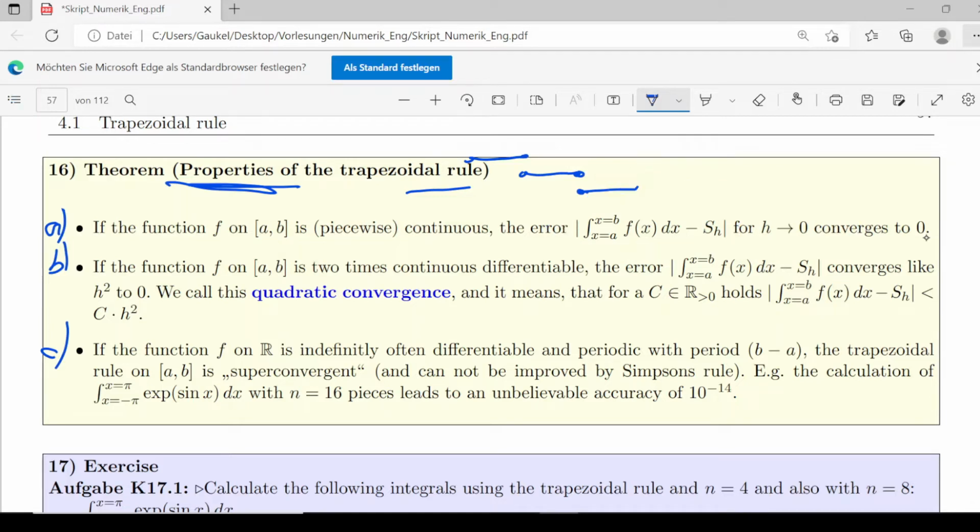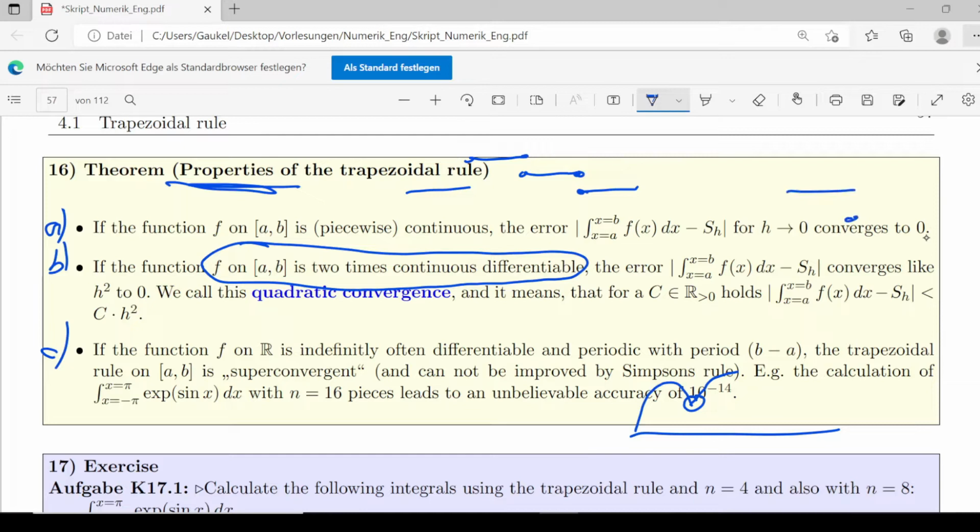Okay, let's continue with B. If f is 2 times continuously differentiable, what does that mean? That means something like that. No, here is a kink. This is not allowed if it's 2 times continuously differentiable. In this case, the first derivative would have a jump here. So this is not allowed. It has to continue like that.